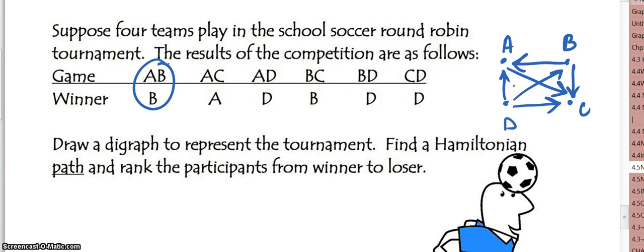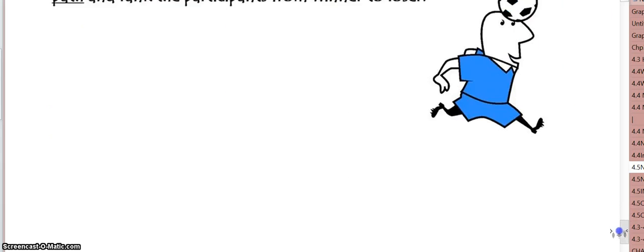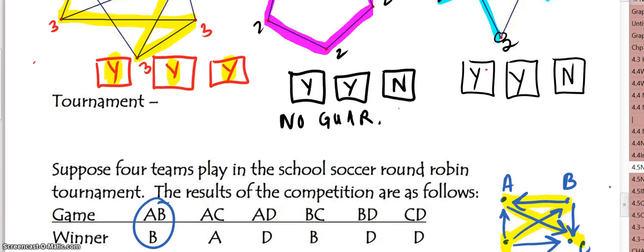So looking at it, it's very easy to see who your best team was. They have no arrows pointing at them. The second best team has only 1 arrow pointing at them. The third best team has 2 arrows pointing at them, and the last team has 3 arrows pointing at them. So this is an example of a Hamiltonian path. We visit each vertex exactly once, and we end at a different vertex. So that, friends, is section 4.5.